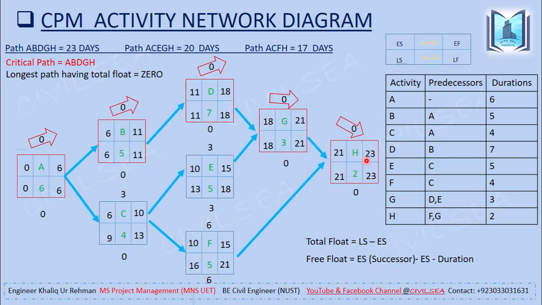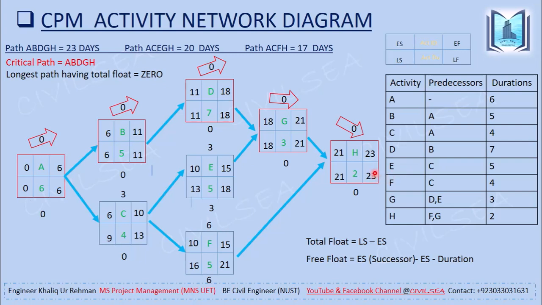So 21 plus 2 is equal to 23, and the early finish for activity H is 23. So the late finish also becomes 23. This is the forward path which I explained, and now I am going to explain the backward path.